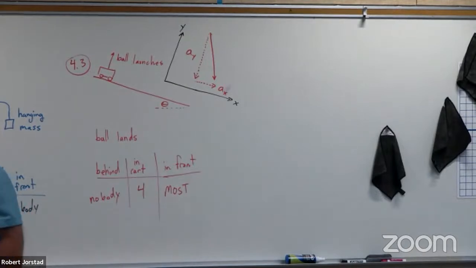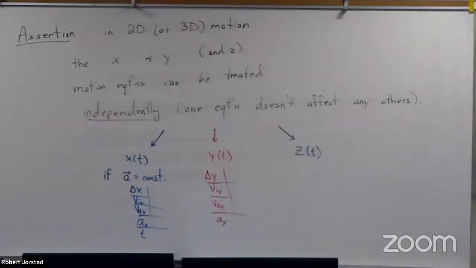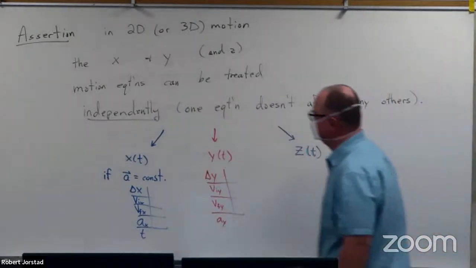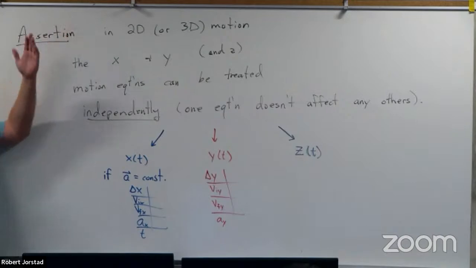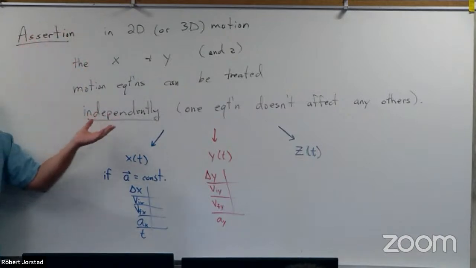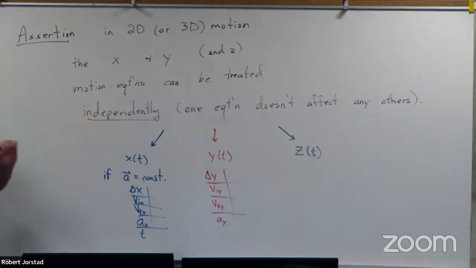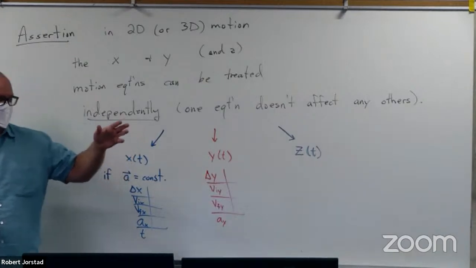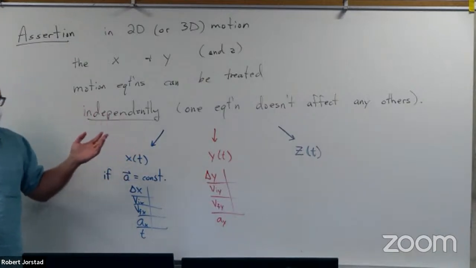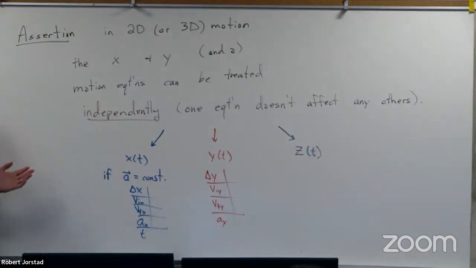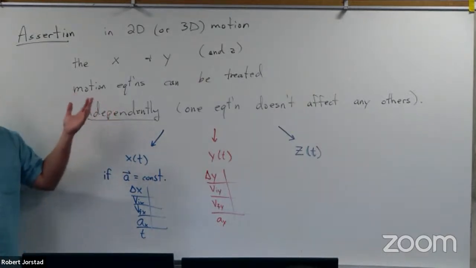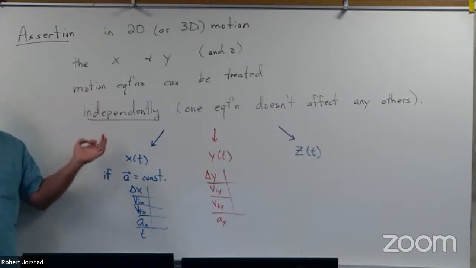I hope that was worth doing. The whole point was this. My claim or assertion is that we could treat the X equations and Y equations separately. What I was trying to point out is a few different examples where this was valid, even this crazy example of the ball going down the ramp, right? It actually works out. So this is true. We can treat the X motion and the Y motion independently.